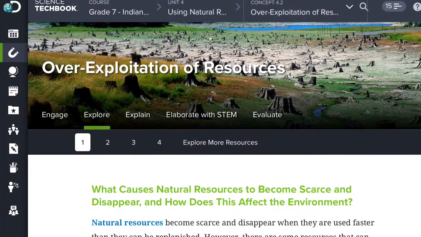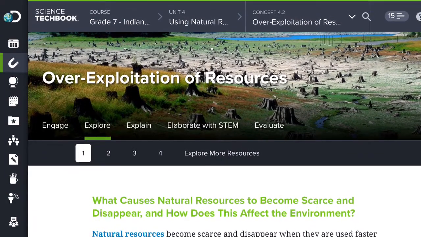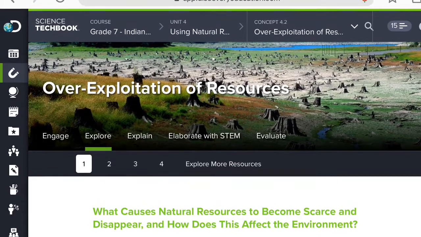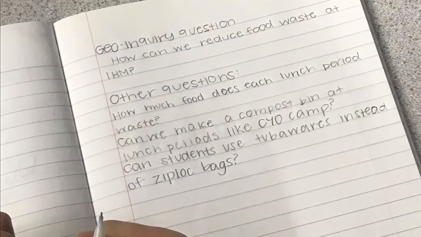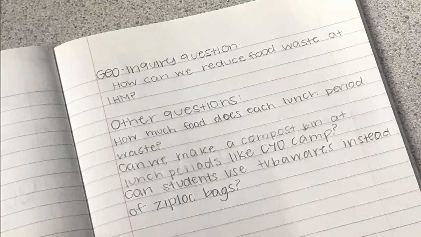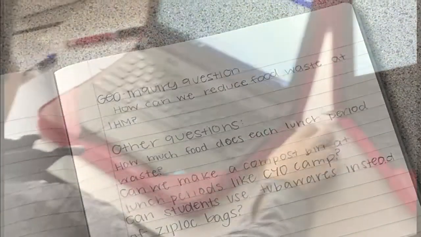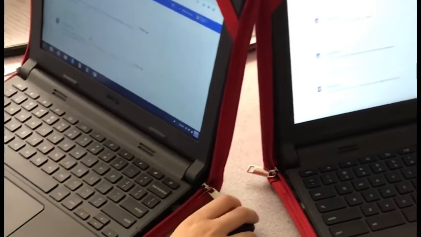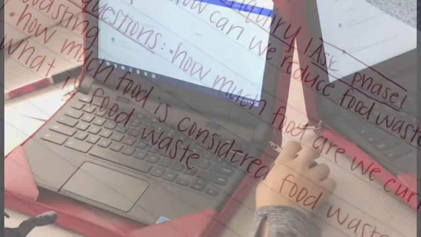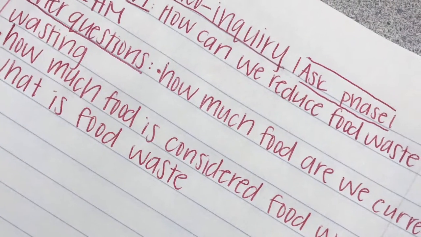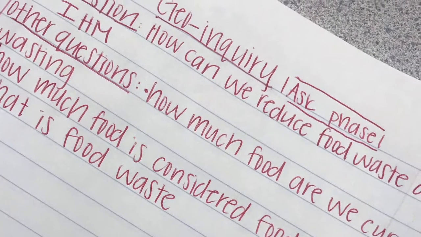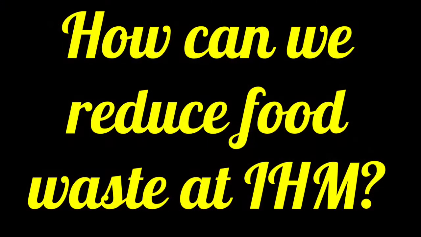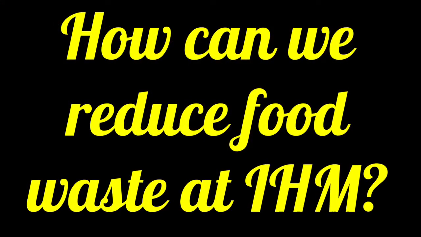We started thinking about our geo-inquiry project when we started our natural resources unit in Mrs. Honor's class. Mrs. Honor gave us worksheets to help us discover a problem in our community or school. Each student wrote their own question on the discussion board. Once we had a large pool of questions, we narrowed it down to 3 possible options. We discussed how each would work and voted on which question we wanted to use. Our geo-inquiry question was, how can we reduce food waste at IHM?